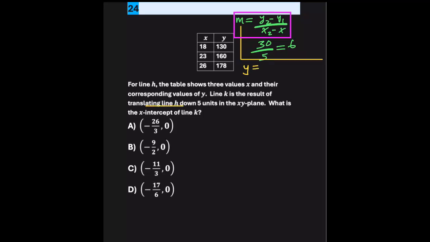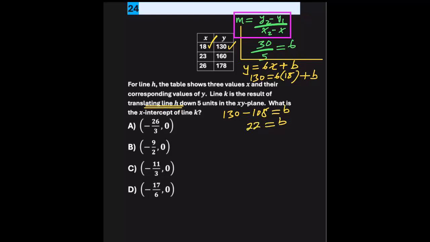Y is equal to the slope, which is 6x, plus b, which is the y-intercept for line H. So let's substitute 130 for y and 18 for x. So we have 130 is equal to 6 times 18 plus b. And 130 minus 6 times 18, which is 108, if you take it over to the other side, is minus 108 is equal to b. And b is equal to 22. That's the y-intercept for line H.